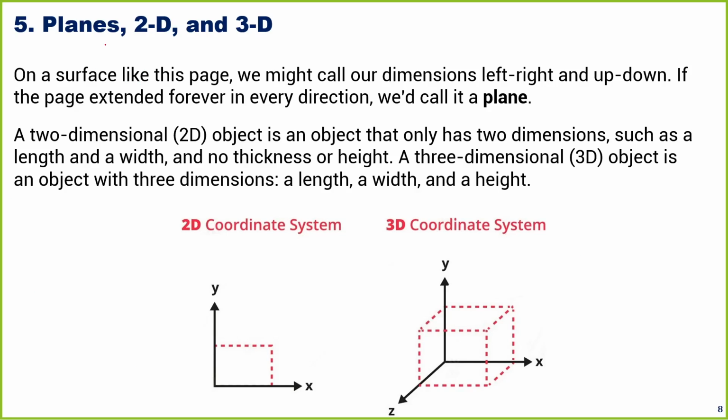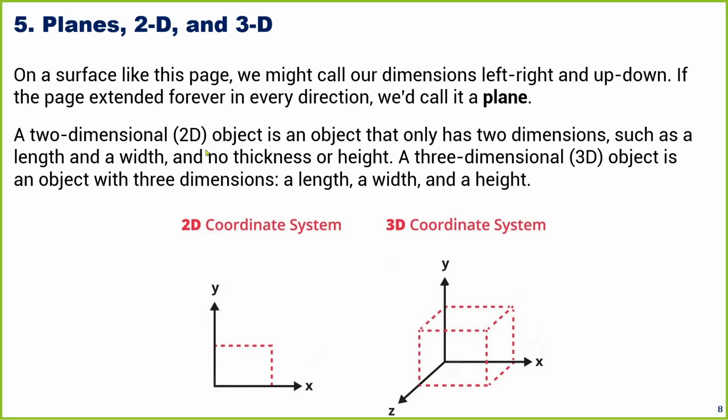And next, concept of planes, two-dimensional, three-dimensional, or 2D and 3D. On a surface like this page, for example, if you consider it a page or a screen, we might call all dimensions left, right, and up, down. If the page extended forever in every direction, we'd call it a plane.